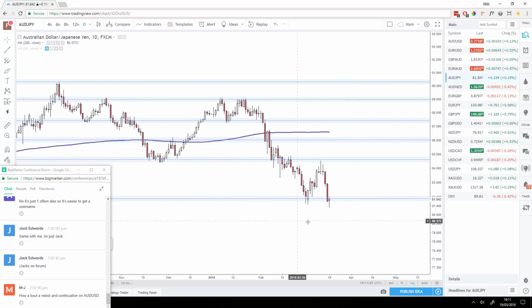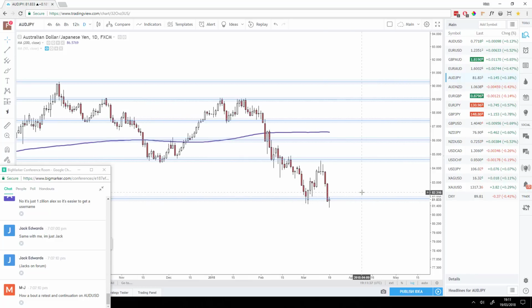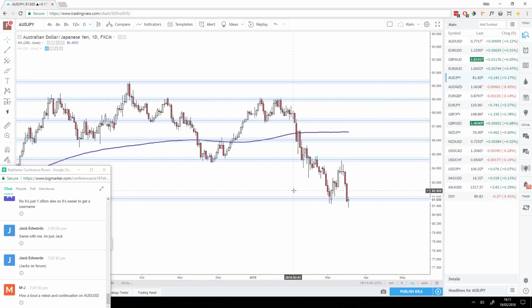AUDJPY forming a strong little indecision, little, not true, big. It's a big indecision candle on top of this support area. You know, this is just one of those kind of clear setups. It is, you would say, counter to the overall trend, but it definitely looks like price is struggling to get below this level. So it's not exactly a low probability setup. It's still kind of a medium risk or medium probability setup.